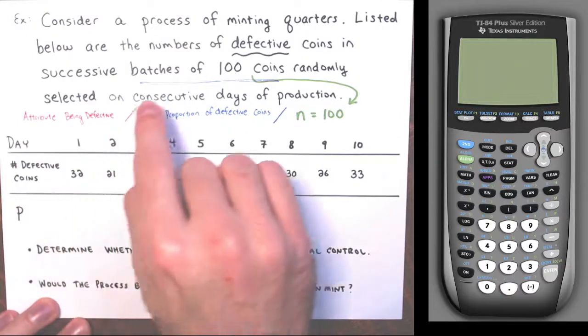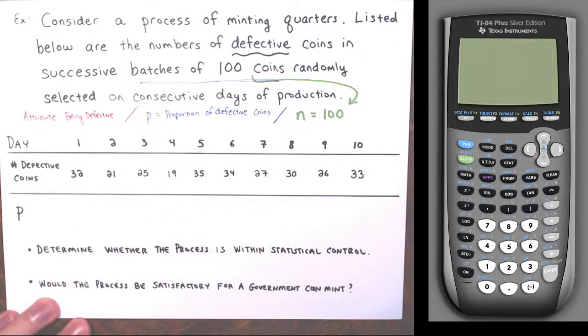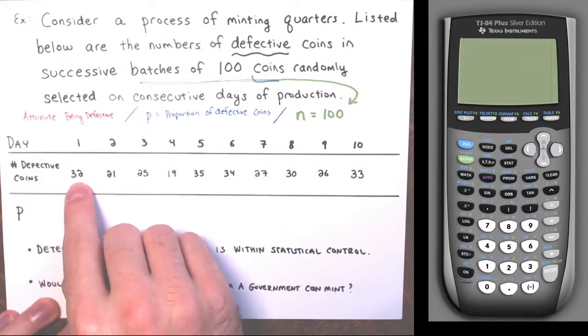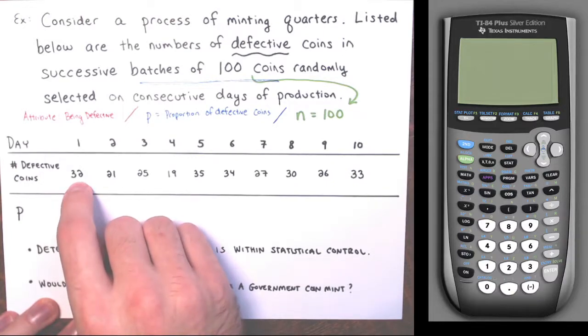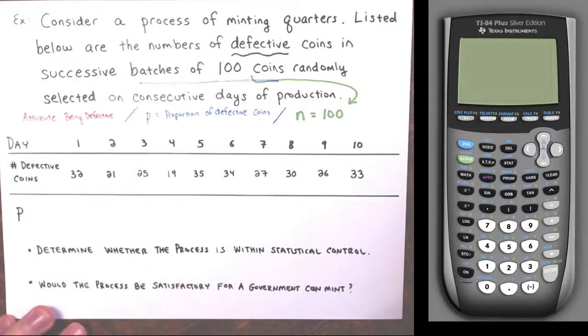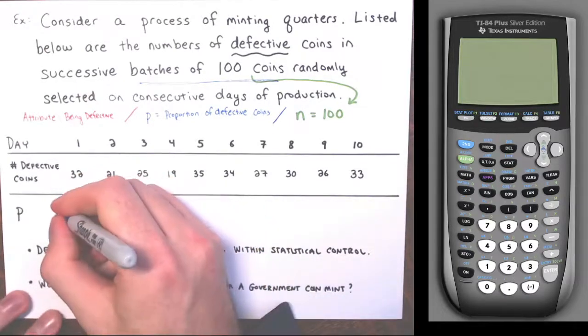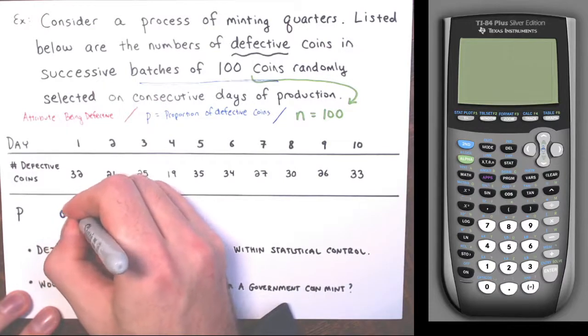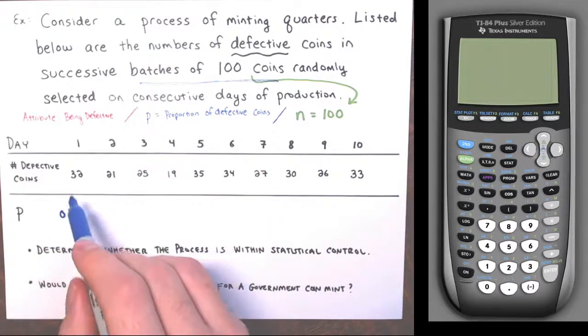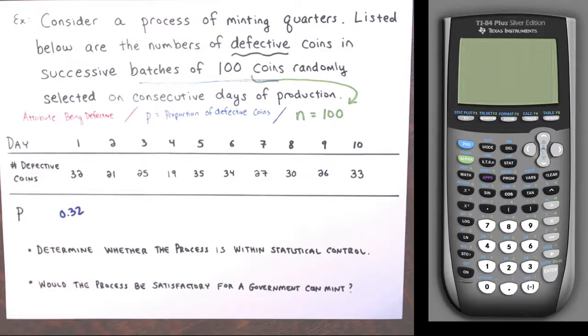So on day one, they pull 100 coins at random, and they find that 32 of those 100 are defective. So what is the value of P? It's just 32 out of 100, or 0.32. Right, it's just 32 out of 100 would be the P value. Now it's not P value like in a hypothesis test, right? It's just proportion. All right.